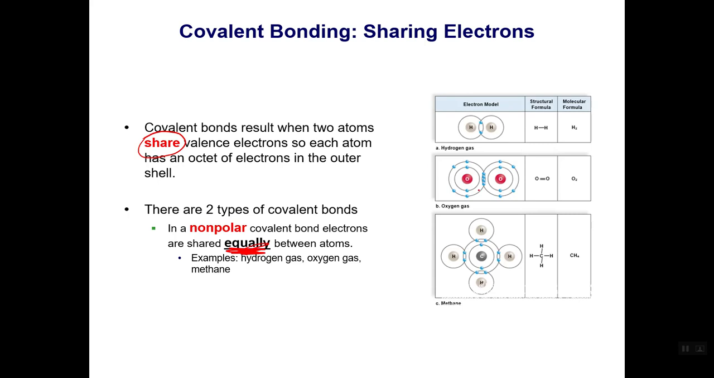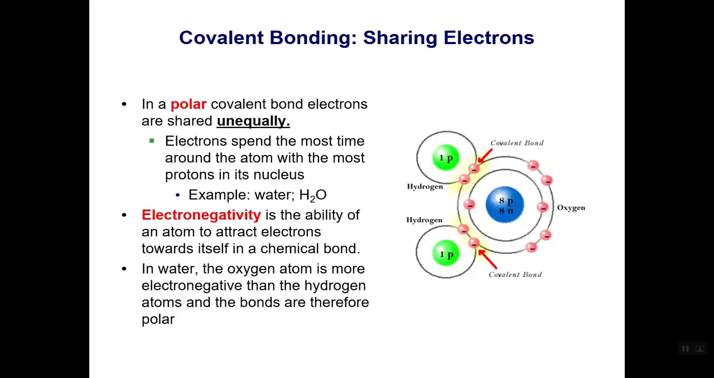So here's some examples. You can see that in hydrogen gas, we have these electrons and they're right in the center. They're sharing them equally. Our carbon atom is sharing the electrons with each hydrogen atom equally. Now, in polar covalent bonds, however, our electrons are not shared equally. They are shared unequally. A way to remember this: when you have something that's polar, it has poles. It has ends, like the North Pole and the South Pole. They're different ends of the Earth.